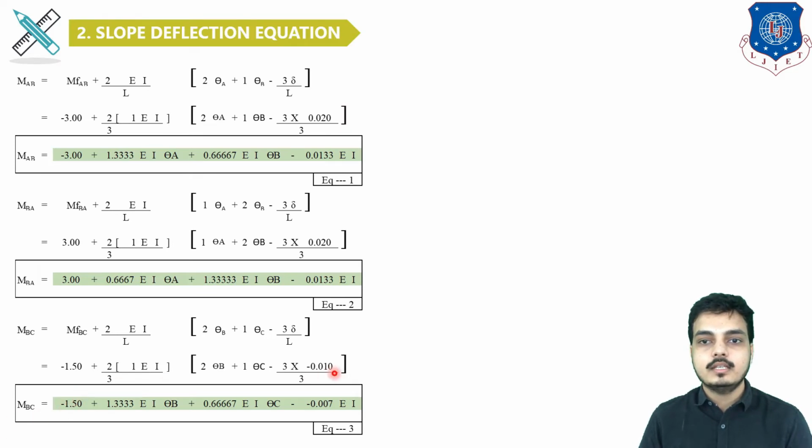Now by solving this I will be getting my final equation 3: minus 1.5 as it is. 2 by 3 multiplied by 2 is 1.33, then it is 0.67 EI theta C, then 3 by 3 gone, ultimately minus 0.01 multiplied by 2 by 3 equals minus 0.007 EI. And you can see that here both the minuses are given. You can keep it as a plus, but for simplicity I use it in the further formula to solve.